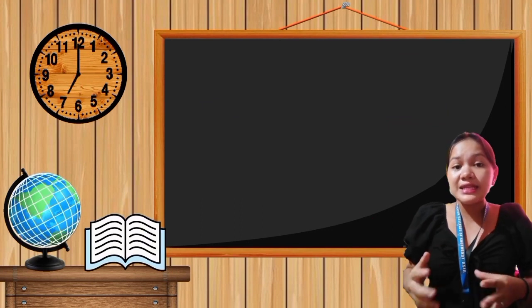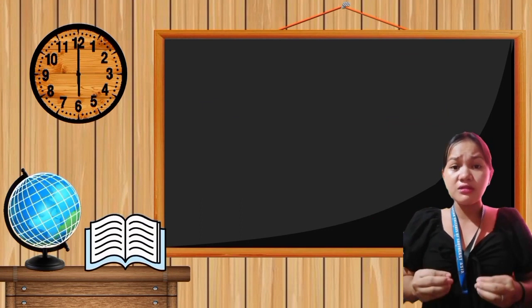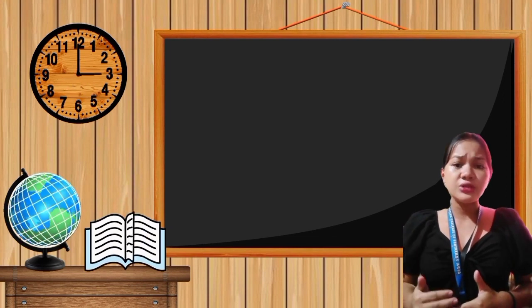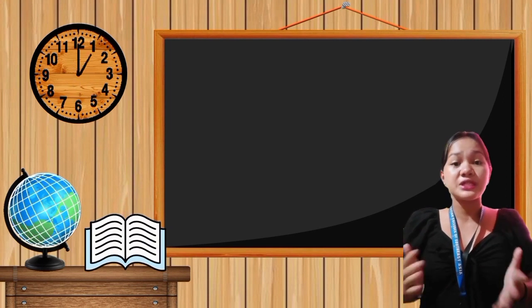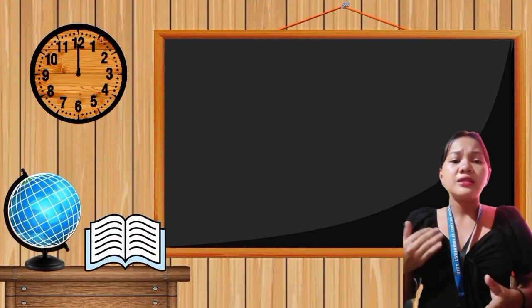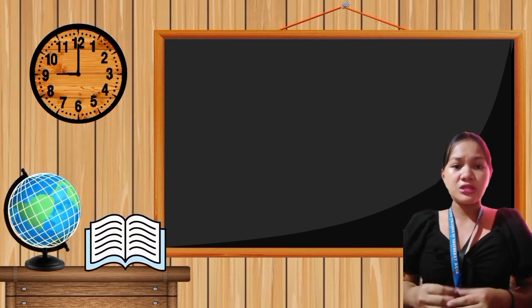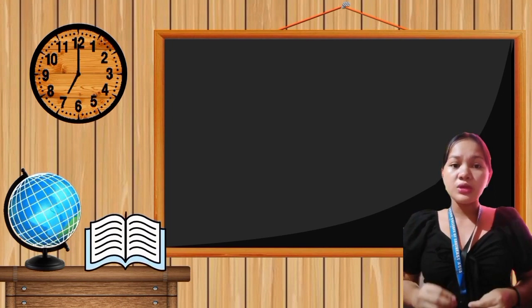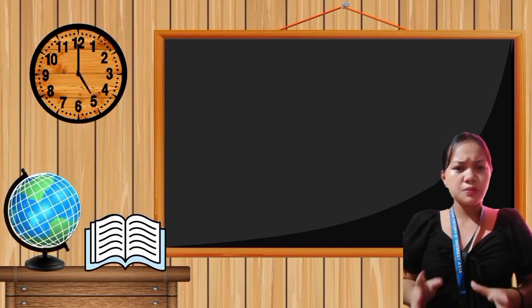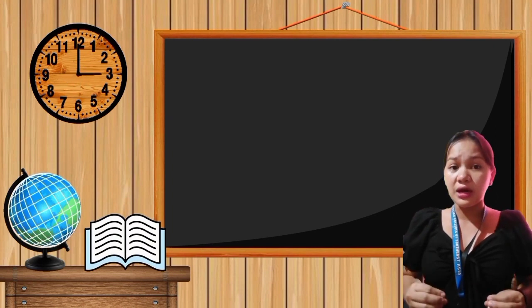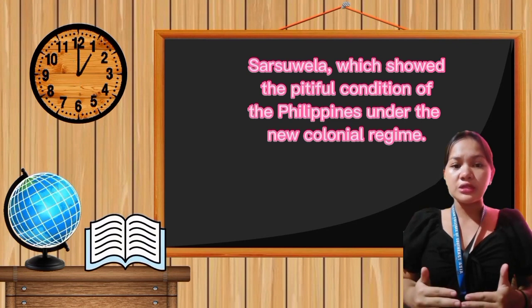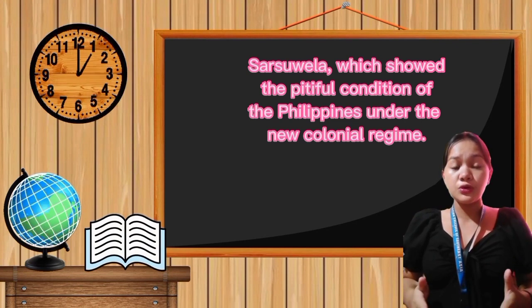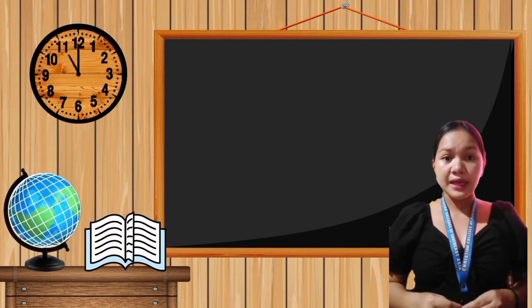Likewise, alongside this strand of nationalist literature, endured traditional forms of literature that presented and critiqued the ills besetting Philippine society. An example was the Filipino adaptation of the Spanish musical play zarzuela, which showed the pitiful condition of the Philippines under the new colonial regime.